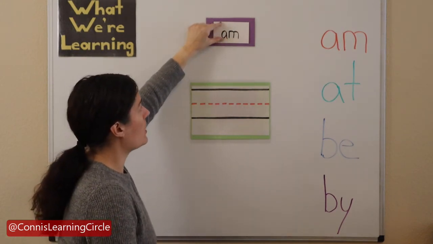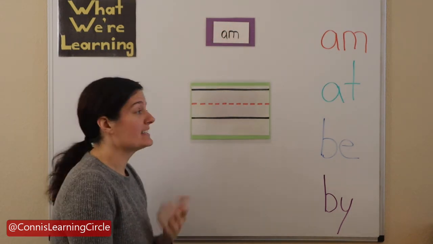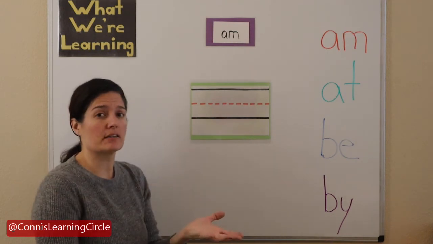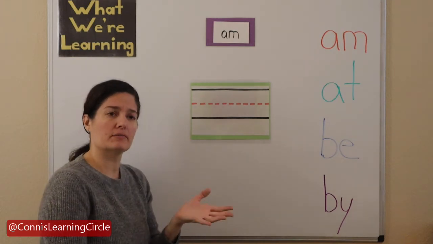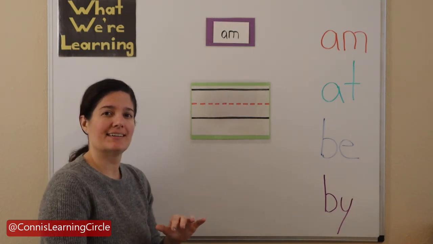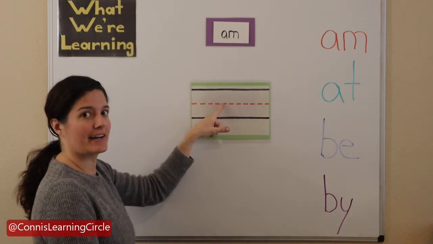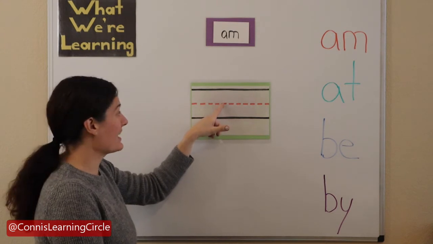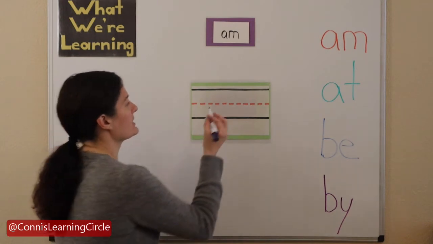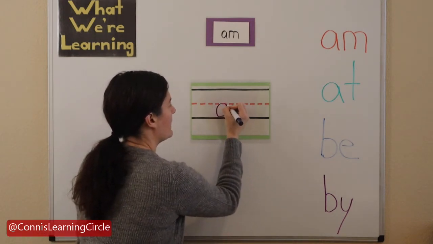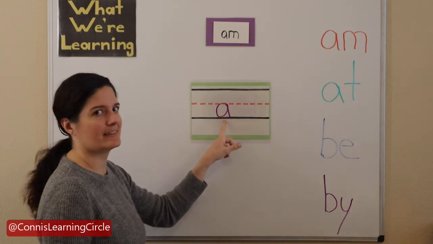Is this a tall letter or is it a short letter? Very good, it's a short letter. And we know we always start our letters at the top, but our short letters, where is the top of our short letters? Is it at the top of our writing line or do they start at our dotted writing line? That's right, our short letters start at our dotted writing line, just like this. Around and down our lowercase letter A, our little letter A.